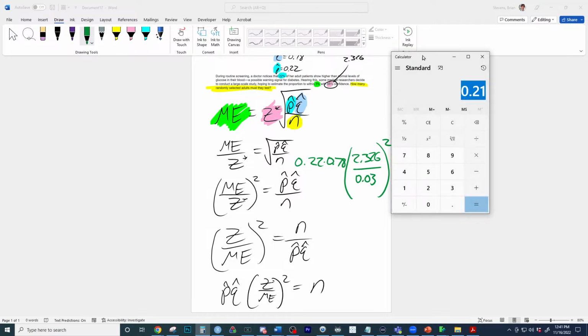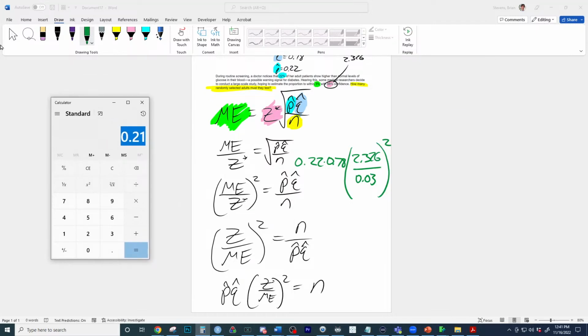So here we are with 0.22 times 0.78. And well, the other one's going to be more fun. 2.326 divided by 0.03. Square that times the value we just found right here. And there it is right there, 1,032. Now make sure to round up. It does say round up.